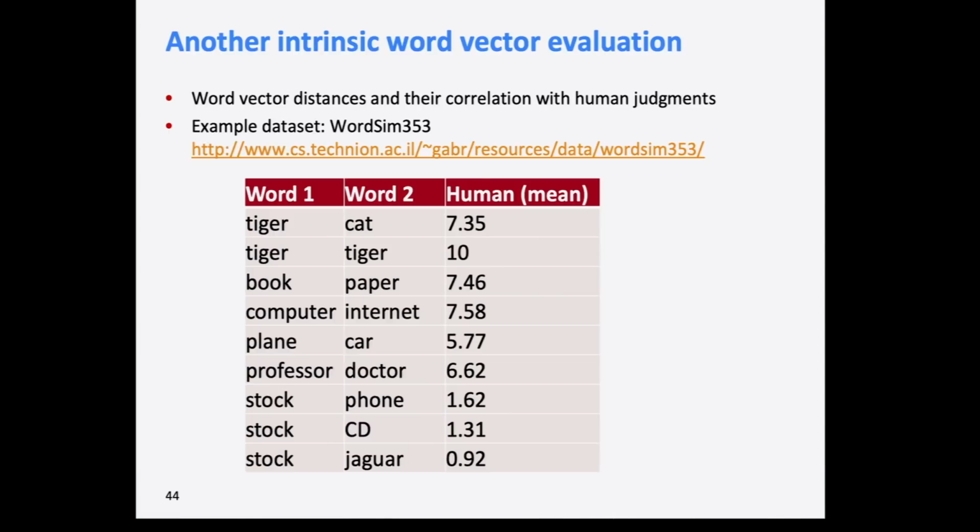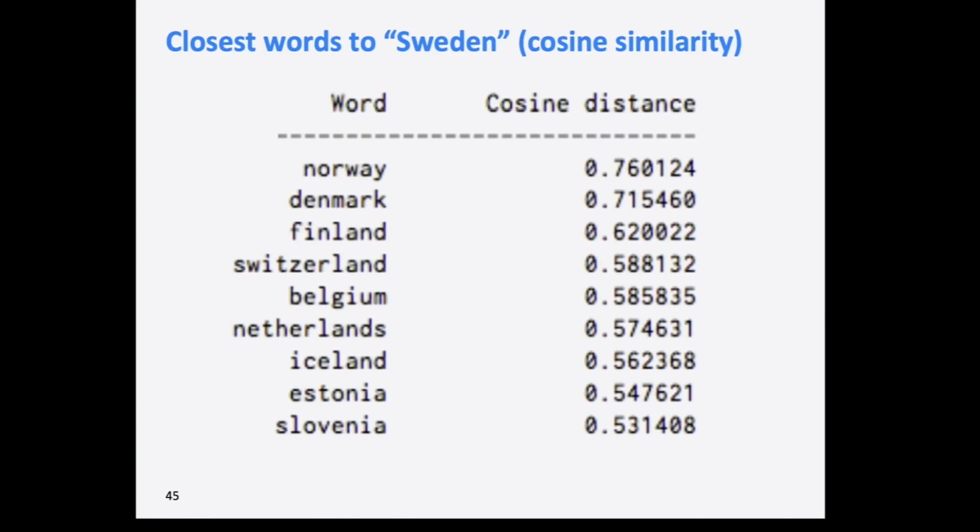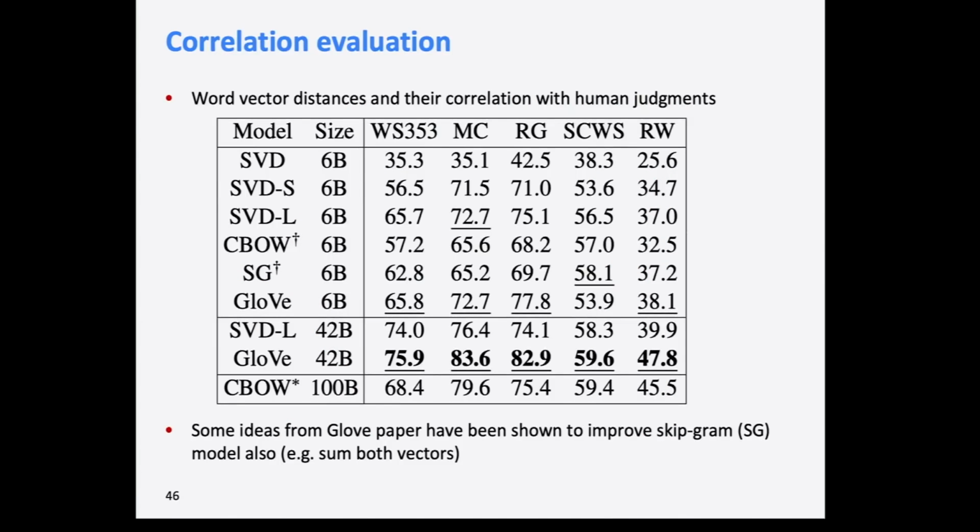They give numbers like this: tiger and cat 7.35, tiger and tiger 10, book and paper, plane and car, stock and phone, stock and CD, and you get numbers. So what we're wanting to do is use distance in the space to map directly onto these similarity judgments, and see how well it maps. That sort of similarity judging has also been used for evaluating these systems.